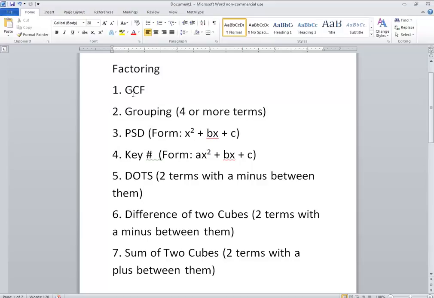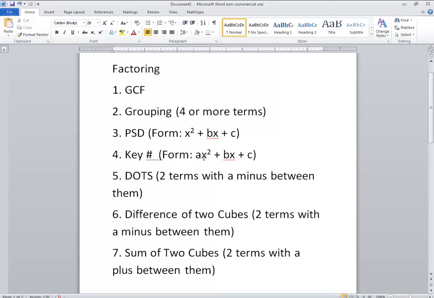Now, to review factoring, our first technique is GCF. We always try to do that. That's greatest common factor. Our second technique is grouping. That's when you have four or more terms. Our third one is PSD, and this is when you've got the form x squared plus bx plus c. This is where you have an x squared, an x, and no number in front of your x squared.